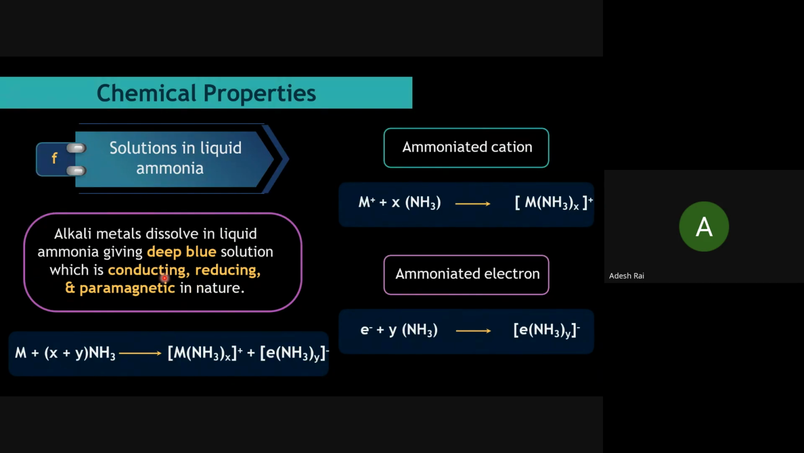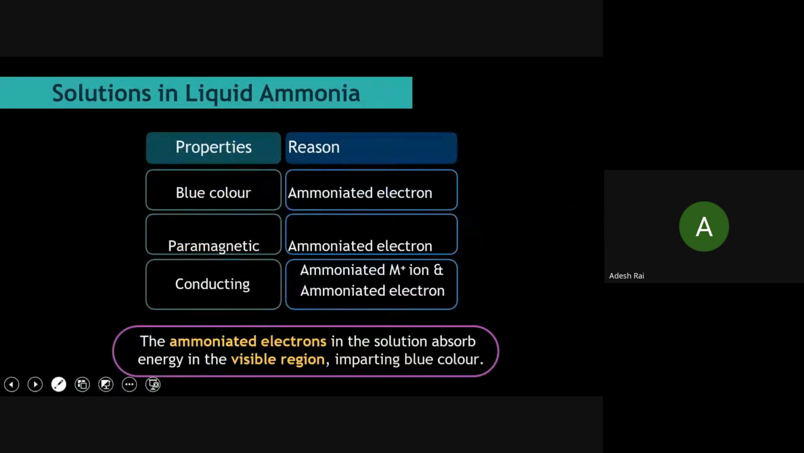Now conducting. What do I mean by conducting? Because ions and electrons are present, electricity can be conducted. And what is the color of this ammoniated solution? Blue color. That color comes because of the unpaired electron. Am I clear to everyone? So for the solution in liquid ammonia, what you have to remember is that it is a colored solution, conducting in nature, reducing in nature, and the solution is paramagnetic. In JEE PYQs they have asked questions on this particular topic. So it is a very important topic from this chapter.